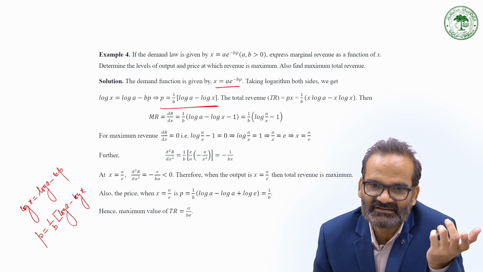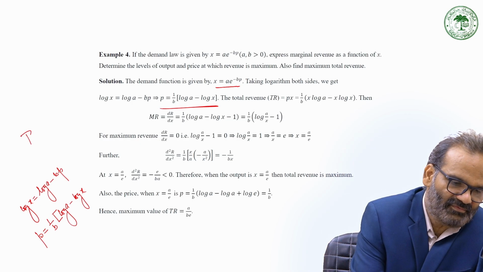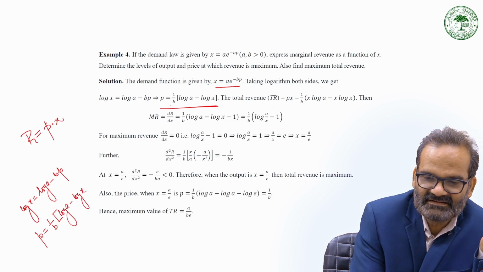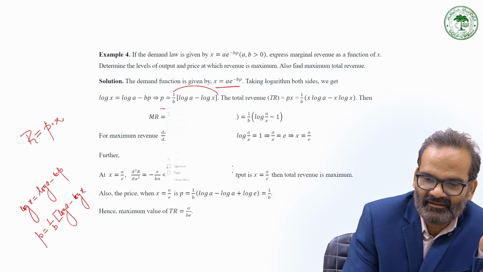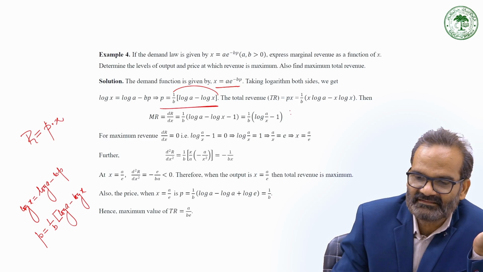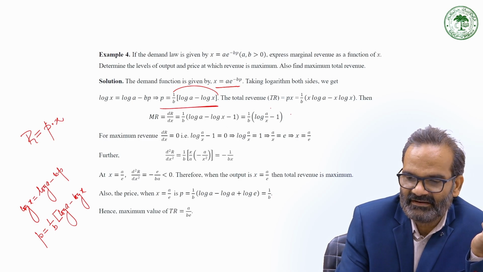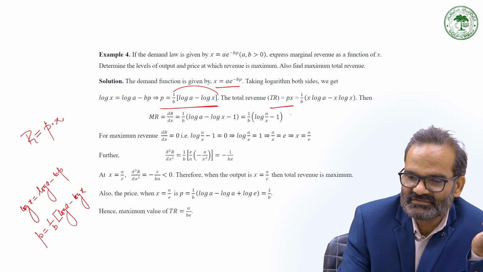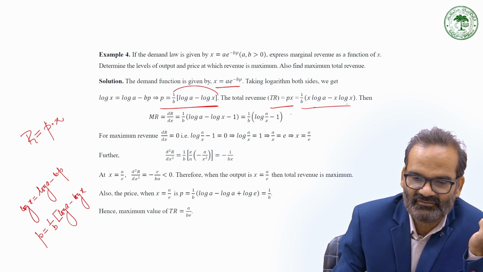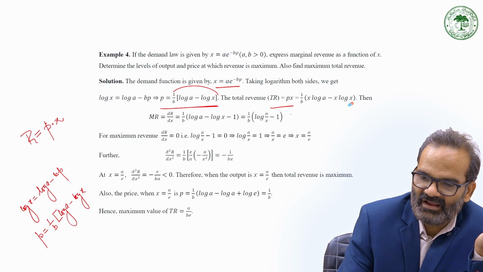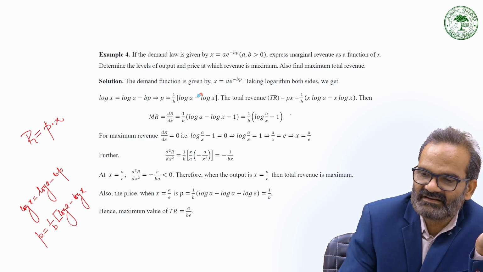And if the demand function is there, you know what the value of revenue is? Revenue is given by P into X. So P is this, multiply this quantity by X, and you will get the revenue function. So TR, total revenue, is equal to PX, 1 upon B into X times log A minus log X. This is your total revenue function, right? So we have calculated the revenue function. What is next?